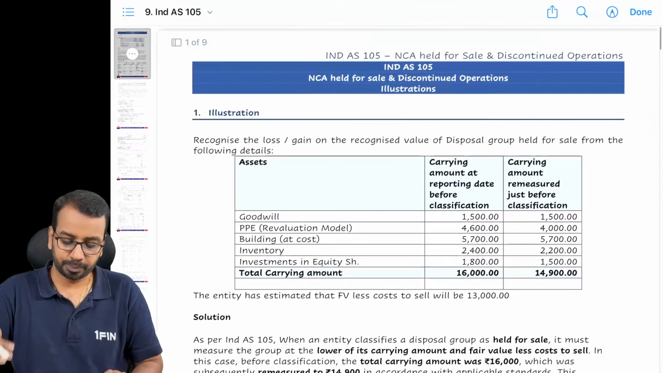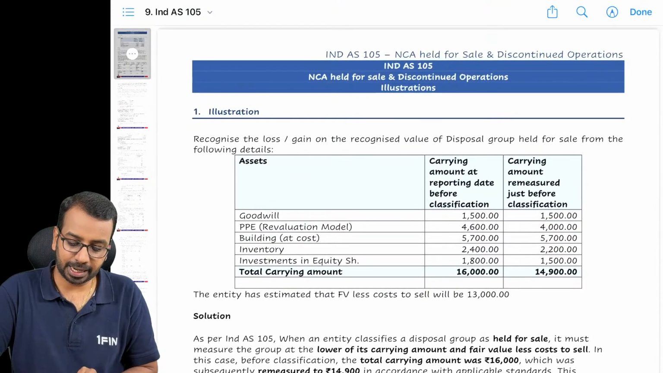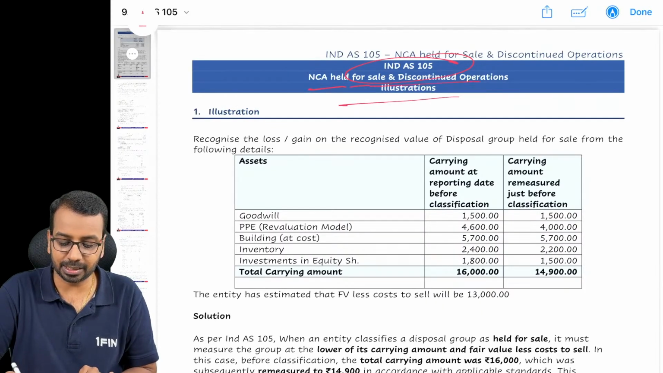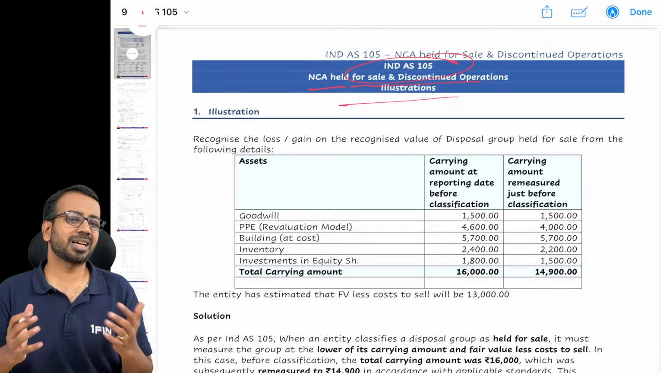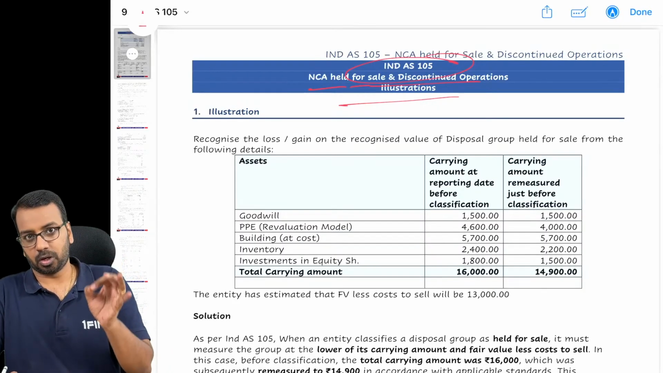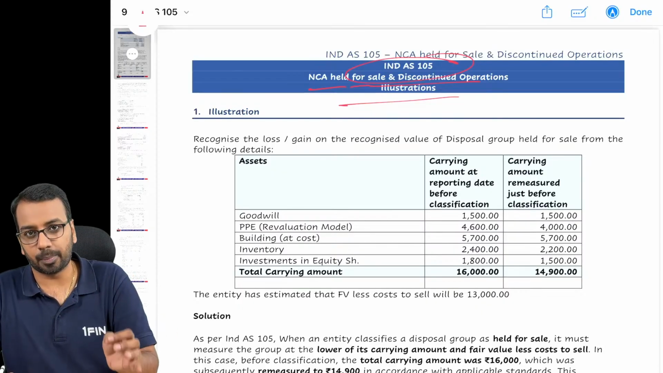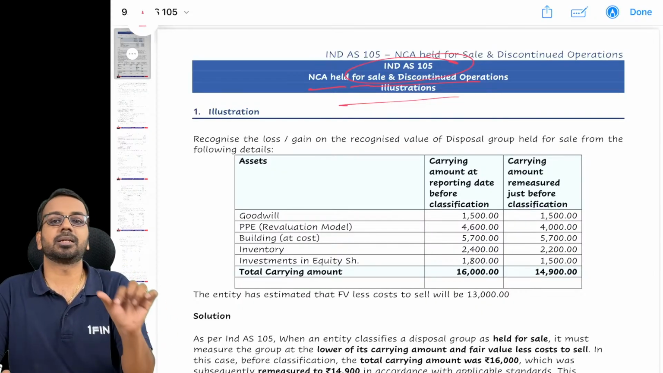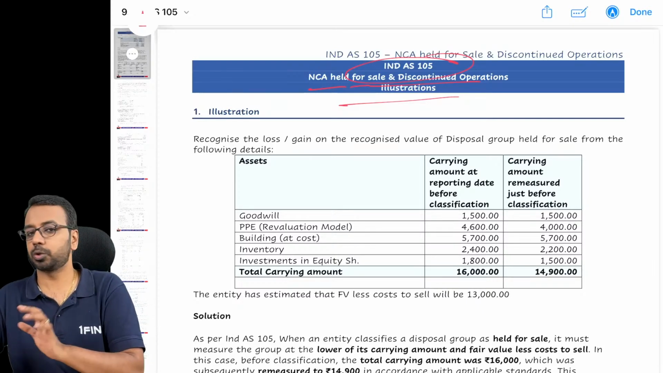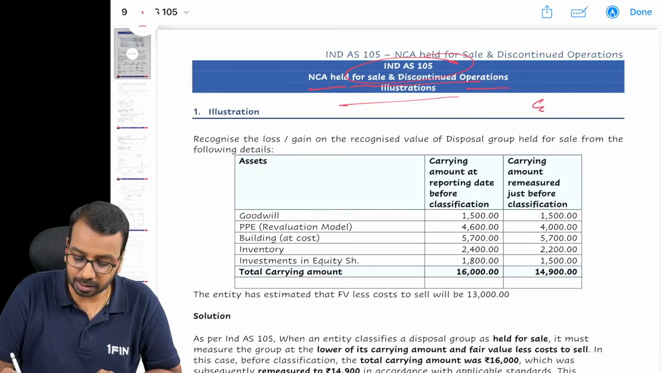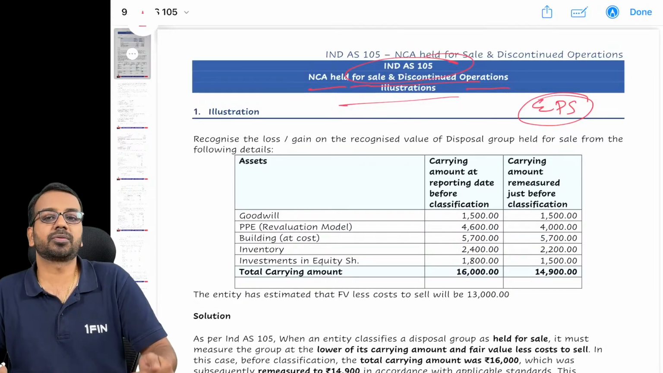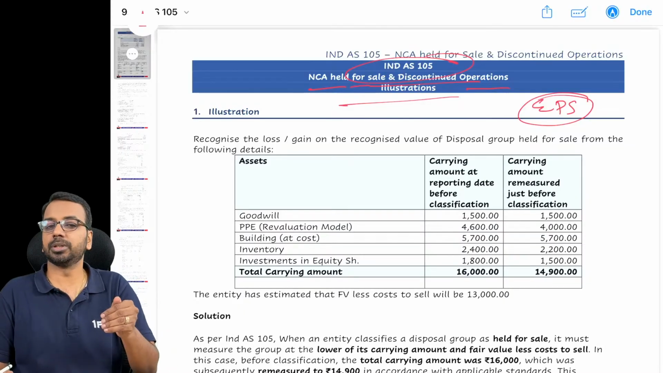Now we'll move on to the next standard, which is Ind AS 105, non-current asset held for sale and discontinued operation. As far as discontinued operation is concerned, it is only related to disclosure, where the profit or loss arising out of the discontinued operation should be presented as a net item, net of tax, and you need to give the detailed breakup in the notes to accounts. This also has an impact on EPS. Whenever we disclose earnings per share, there also we need to give the breakup: how much is from discontinued, how much is from continued, how much is overall.